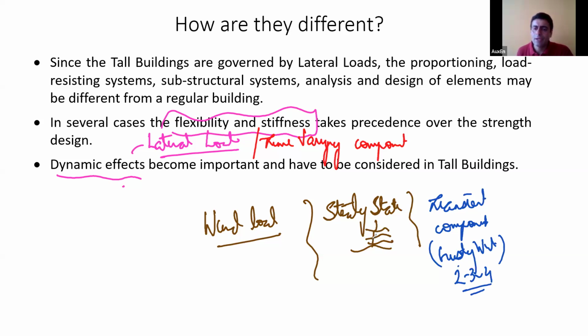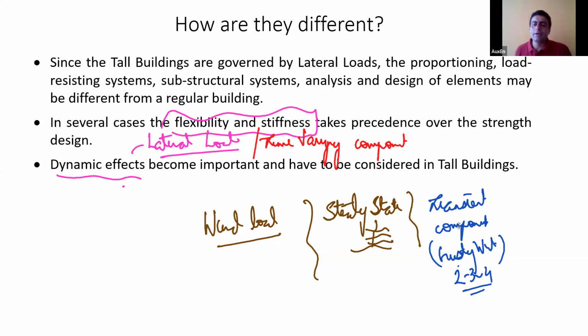Gust winds. In Hindi, we call it hawa ka jhoka. I don't know if you have felt that hawa ka jhoka, which comes, let's say, for a very small time interval, 2, 3 seconds. Nobody has felt hawa ka jhoka? Yeah, people have felt. Good.